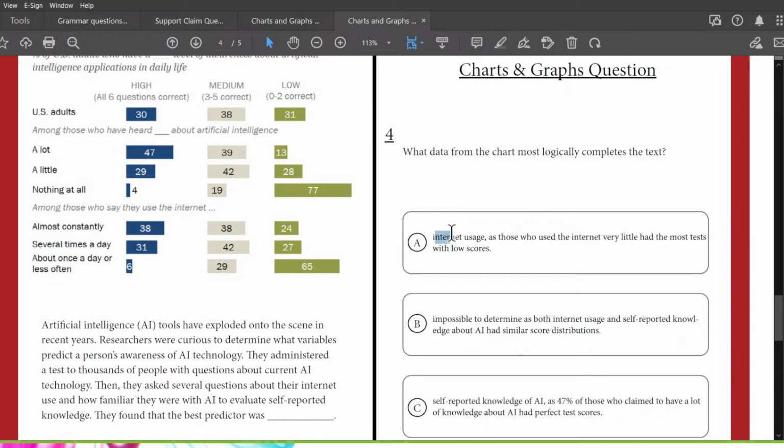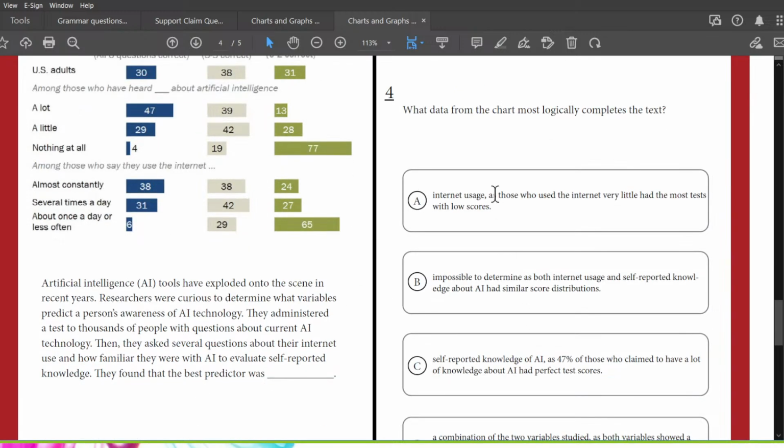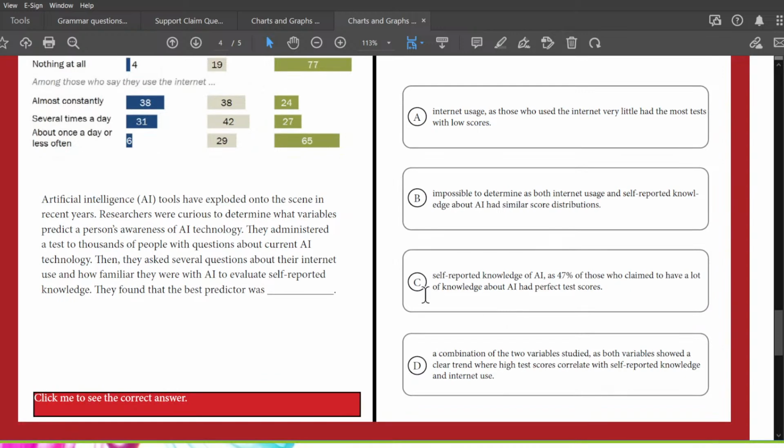Let's go ahead and test our answers. Internet usage. It says those who use the internet very little had the most tests with low scores. Okay, so internet is here. Very little would be like these guys. And then this would be the test low scores right here. Yeah, because they gave them a test, I guess, to see if they actually knew anything. It says 65, but I can see that this bar is bigger, so that's wrong. Because this would be a better answer than this. So A is incorrect. Impossible to determine. I don't think that's usually ever going to be the right answer, and I'm probably going to just keep moving.